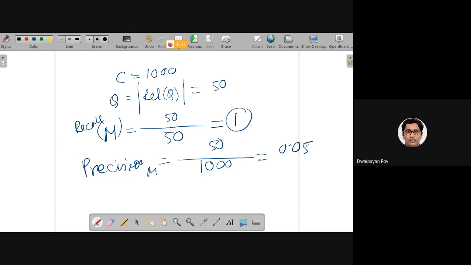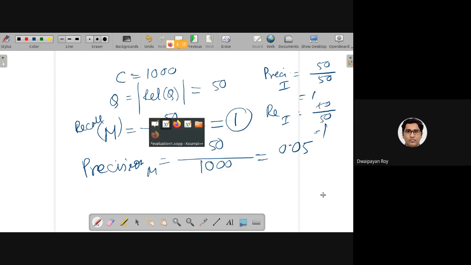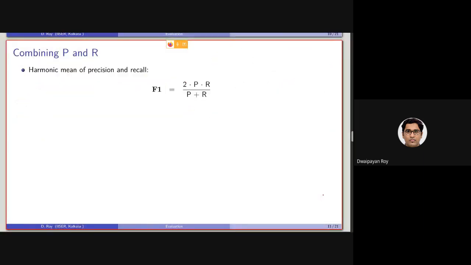All right. Ideally, an ideal system should retrieve only these 50 documents. In that case, the precision of an ideal system will be 50 by 50, which is 1. The recall of the ideal system will also be 50 by 50, that is, it retrieves all the relevant documents, so it will also be 1. Okay. Great. So let's move on.